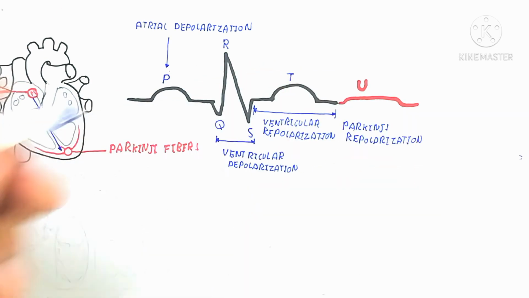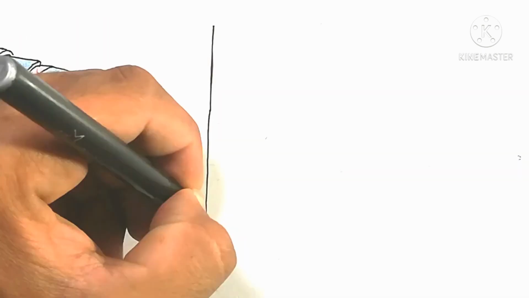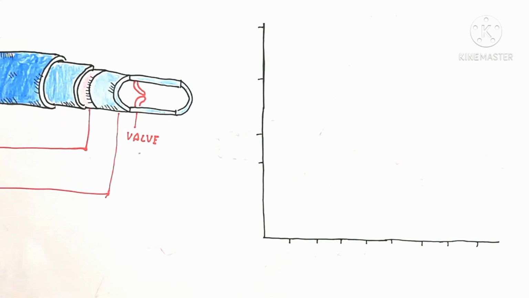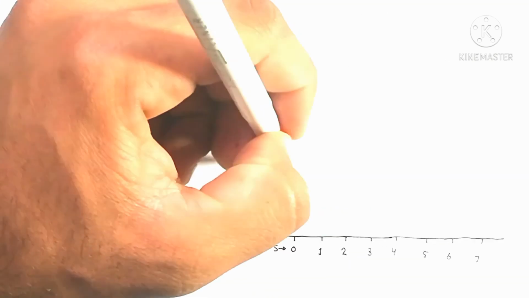So ventricular repolarization means the relaxation again, and ventricular depolarization means the contraction of the ventricle. So that's important to know.